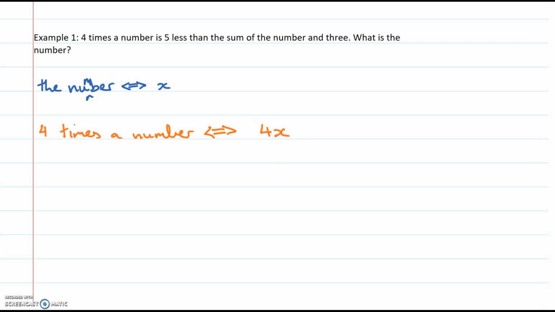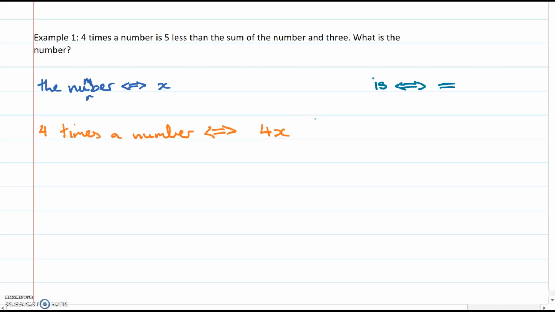Okay, and what we've got is "is". And "is" in mathematics, we replace that with an equal sign. So 4 times a number, 4x, is equals, so we're going to have 4x equals.